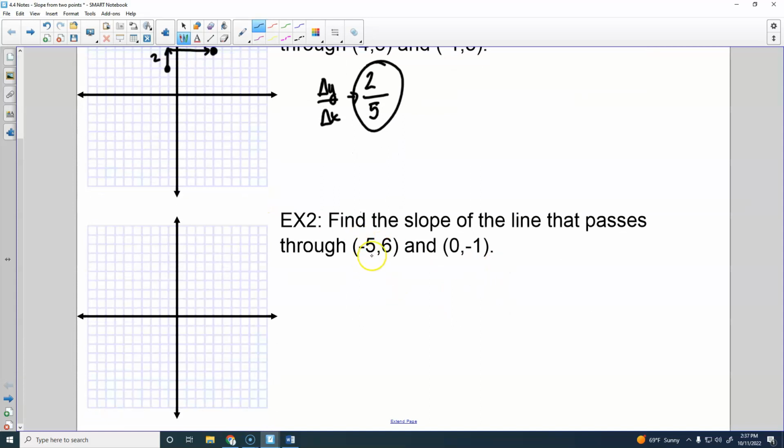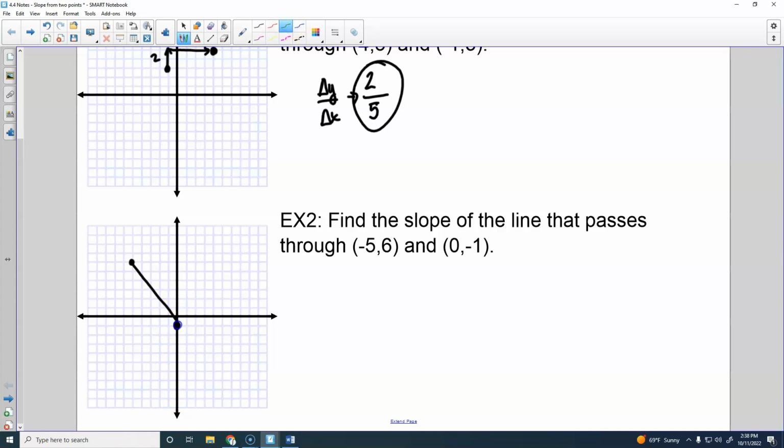Here's another one. We've got (-5, 6) and (0, -1) here. So if we're trying to find the slope of this line, you can pick either point. It doesn't matter. I think I'll pick the bottom point this time.